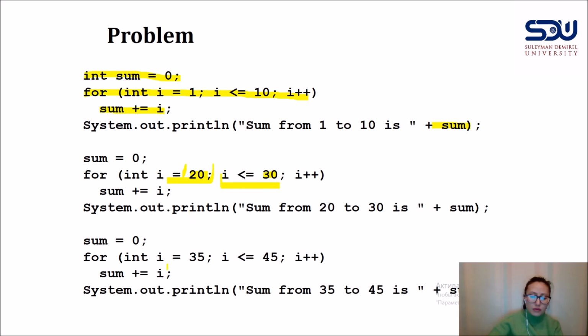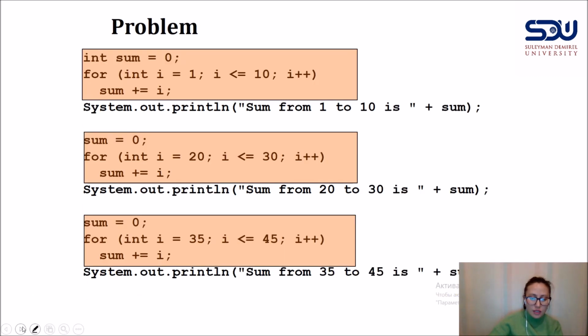And to find the sum of numbers from 35 to 45, we will do the same actions: creating sum, creating a loop, adding numbers to sum in the loop, and printing it. We will perform the same actions, but the only difference will be the range of numbers that we use. As you can see, some parts of our code are repeating all the time, which is when we are creating sum, creating the loop and adding numbers in the loop.